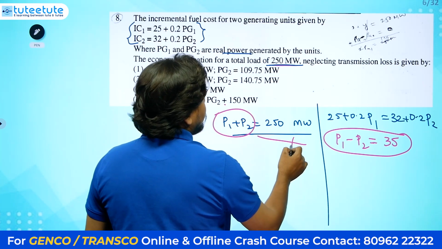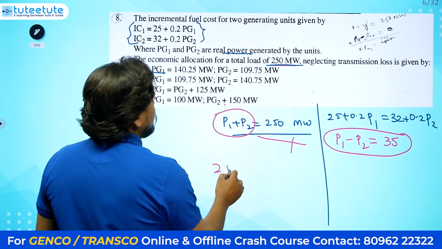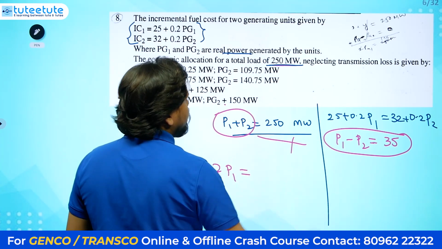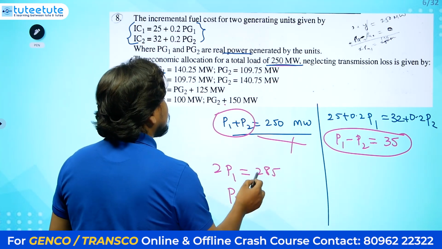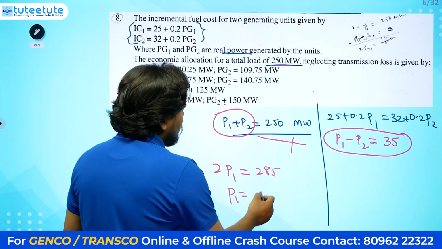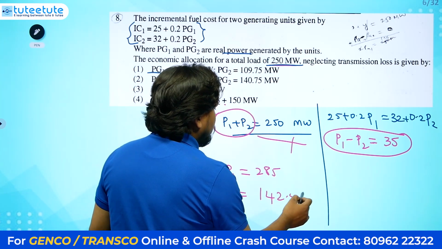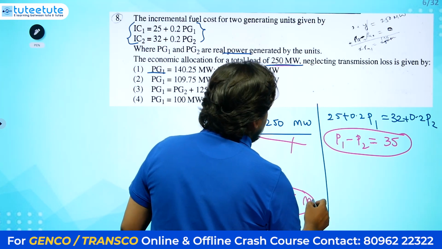If you add these two, then 2P1 equals 250 plus 35, that means you will be getting 285. So the P1 value is nothing but 285 divided by 2, which is 142.5. So this many megawatts it should be.